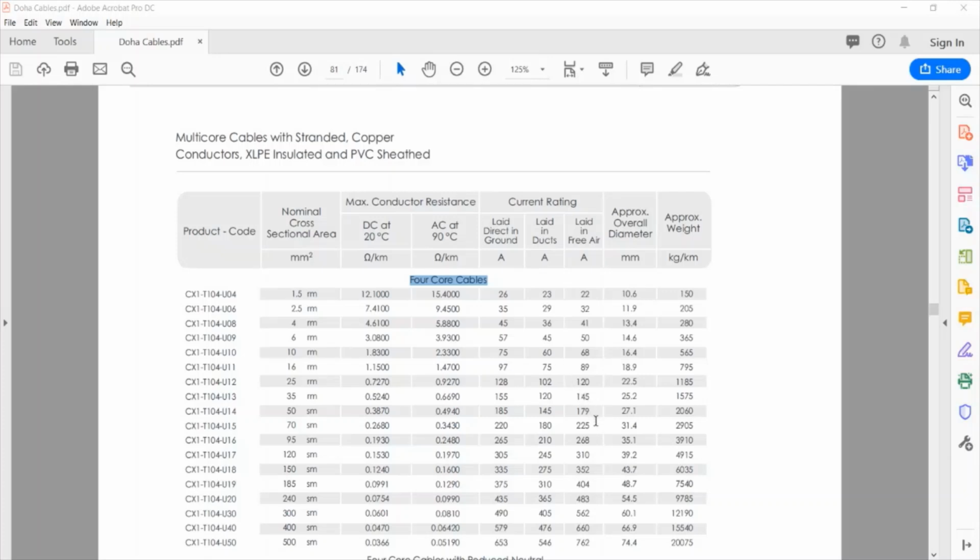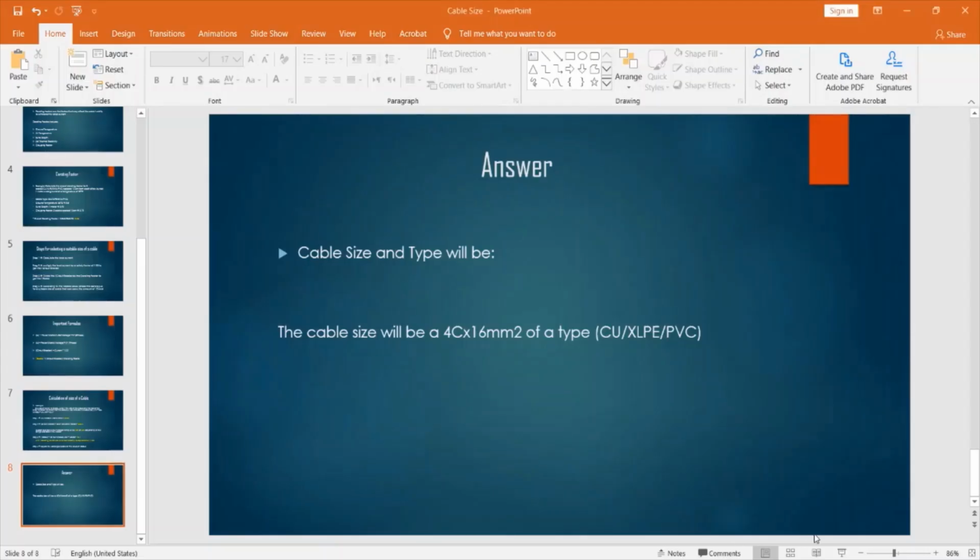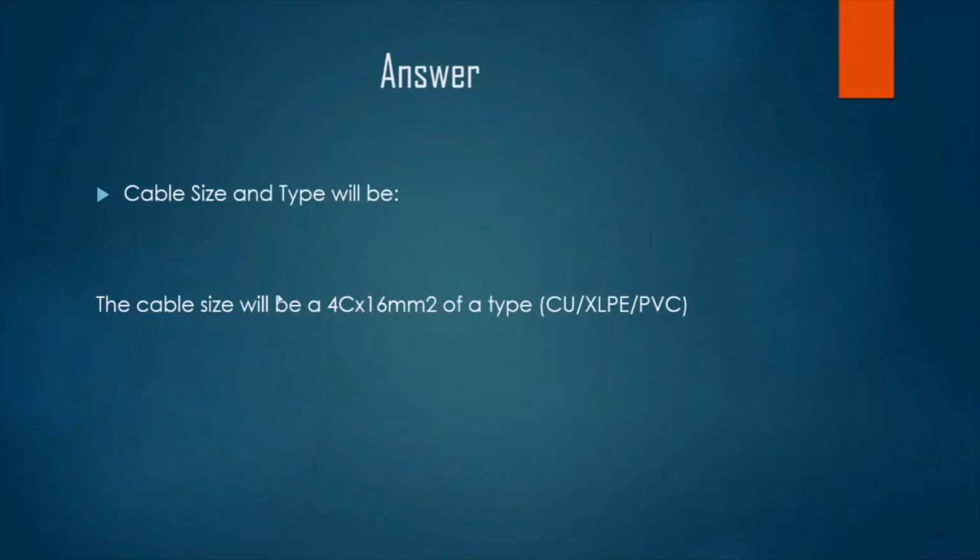Now, if we go back to our slide, we find that the answer is that the cable size we need will be a 4-core by 16 millimeter squared, copper conductor, XLPE insulation, and PVC sheath.